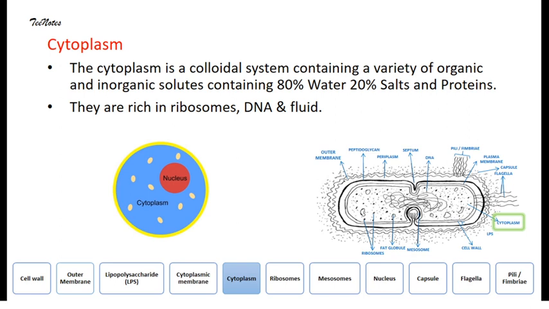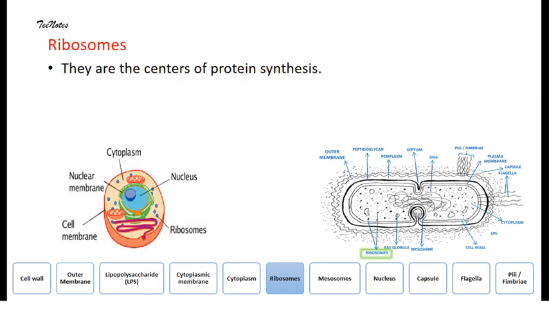Next is the cytoplasm. Cytoplasm is a colloidal system which contains both organic and inorganic solutes, and the main composition of cytoplasm is water, and it also contains salts and proteins. It is rich in ribosomes, DNA, and fluid. DNA is circular and haploid, and you can see in the picture that it is highly coiled with intermixed polyamines and support proteins. Ribosomes are the centers of protein synthesis. In the picture, you can see ribosomes as circles.